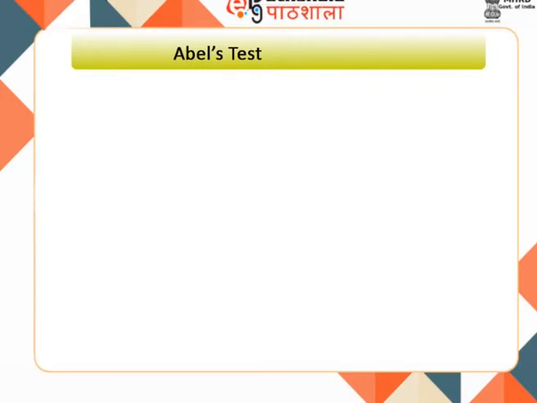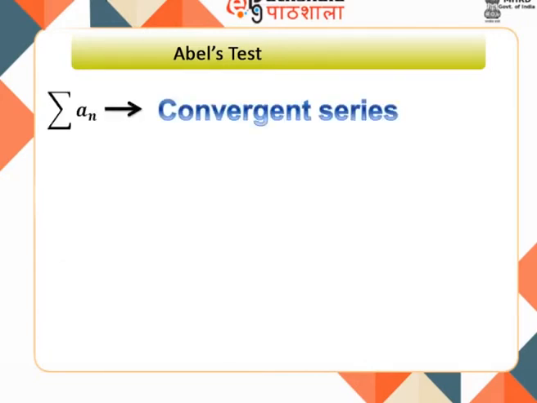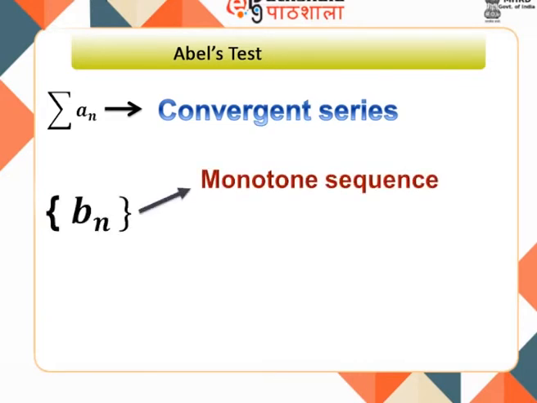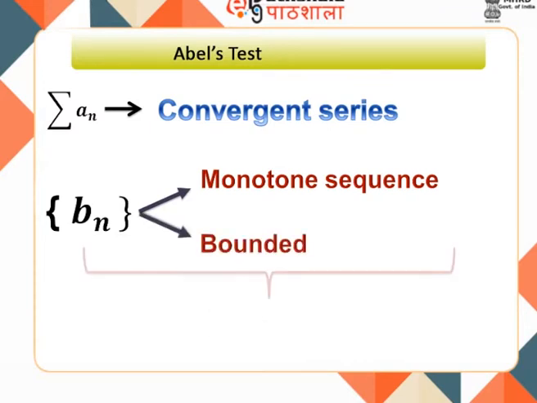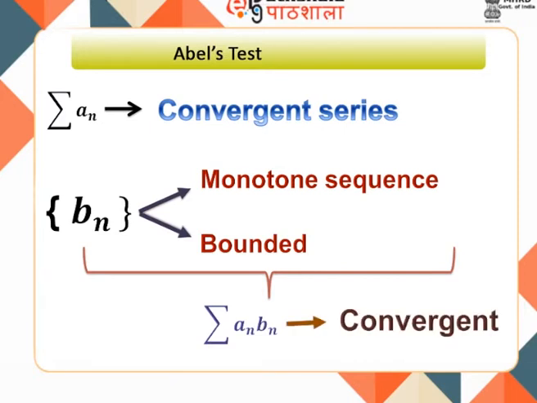Abel's test, real analysis. Suppose the following statements are true. 1. Summation of an is a convergent series. 2. bn is a monotone sequence. And 3. bn is bounded. Then summation of an bn is also convergent.